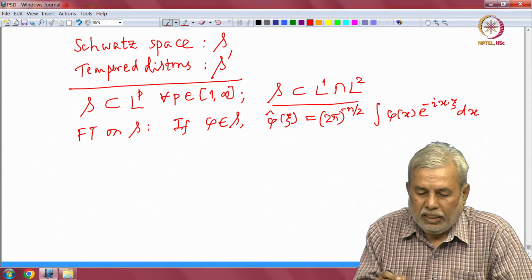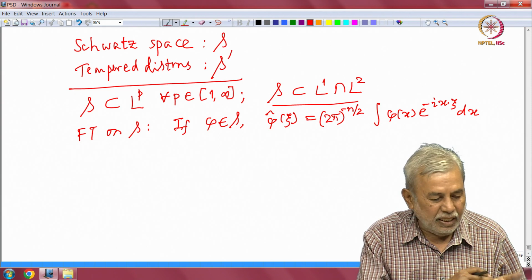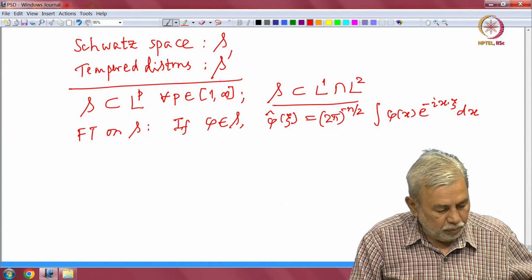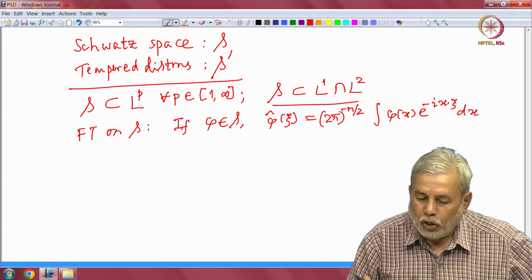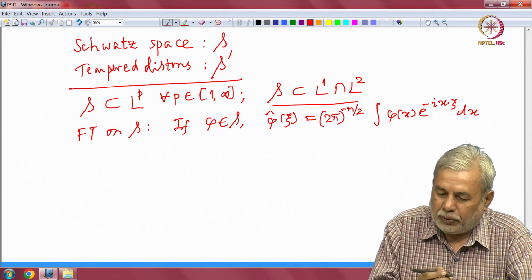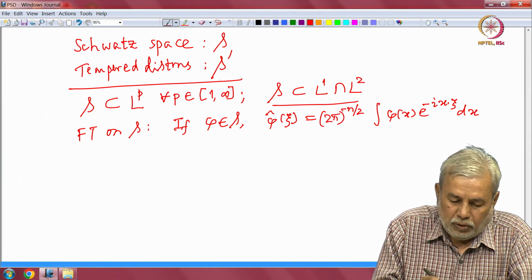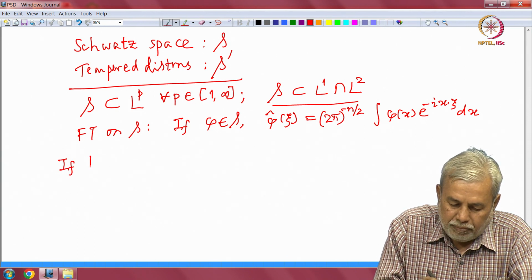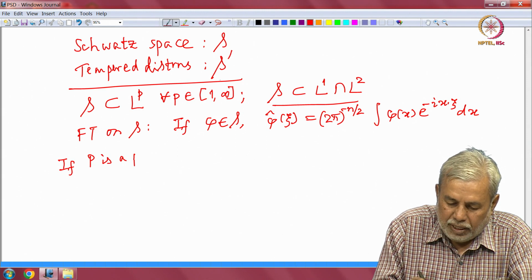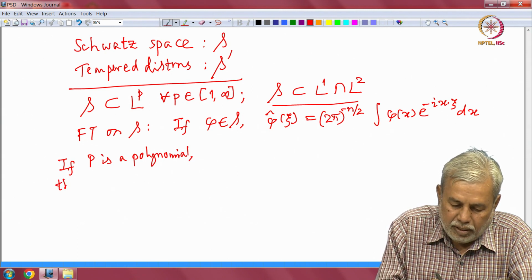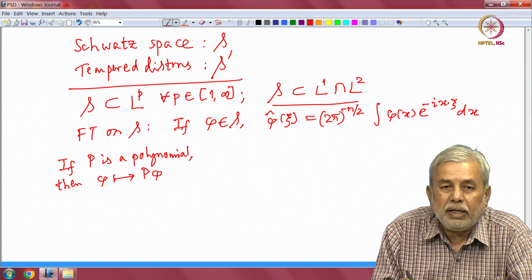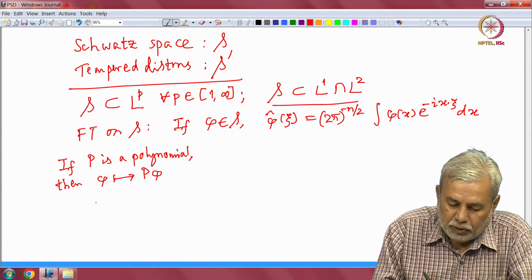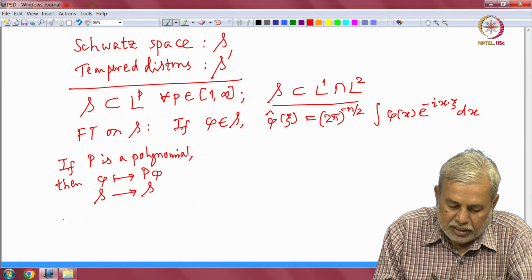Since the elements of the Schwarz space are infinitely differentiable, we can differentiate under the integral sign and put any polynomial, and that also becomes. You have to verify a few things all the time. If P is a polynomial, then phi going to P phi is just multiplication: you multiply the function phi by a polynomial. This is from S to S, linear and continuous.